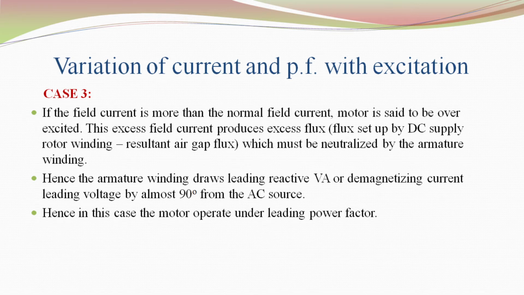If the field current is more than the normal field current, the motor is said to be overexcited. This excess field current will produce excess flux. So the flux set up by the DC supply, rotor winding and the resultant air gap flux is the excess flux which must be neutralized by the armature winding. So the armature winding will draw leading reactive voltampere, or demagnetizing leading voltage by 90 degrees from the AC source. Now the motor will operate at leading power factor.